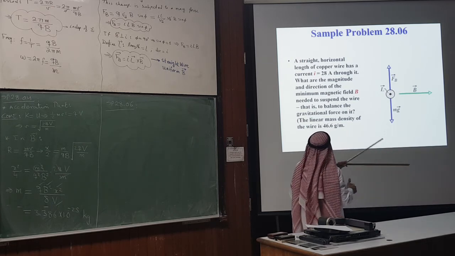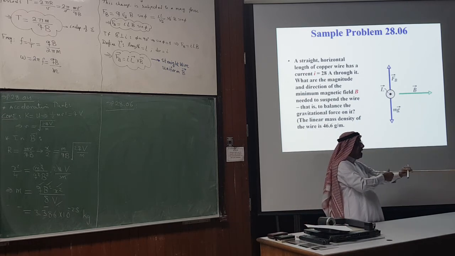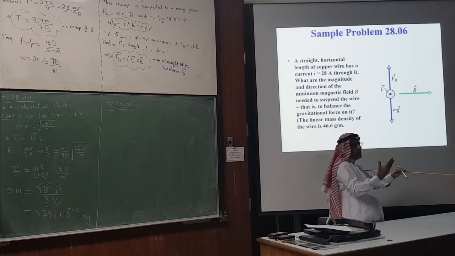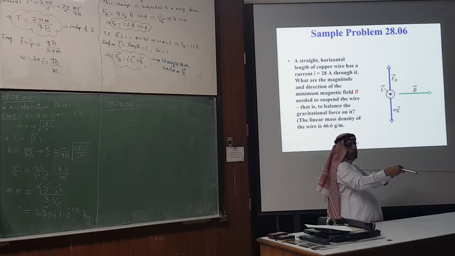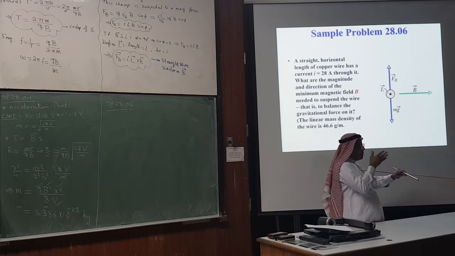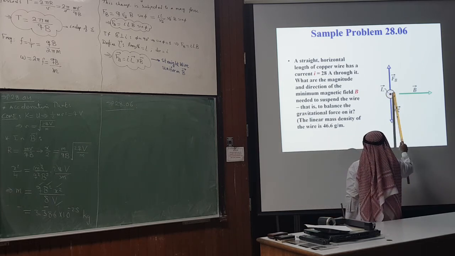But what we want here is the minimum magnetic field. Again, here is the angle phi between L and B. If you increase the angle, you will put less field. If you decrease the angle, you have to put more field. So the minimum field is this way, where the magnetic field is perpendicular to the wire. That will make the angle 90 degrees, sine of that is 1. So the minimum magnetic field will be in that direction, perpendicular to the wire.